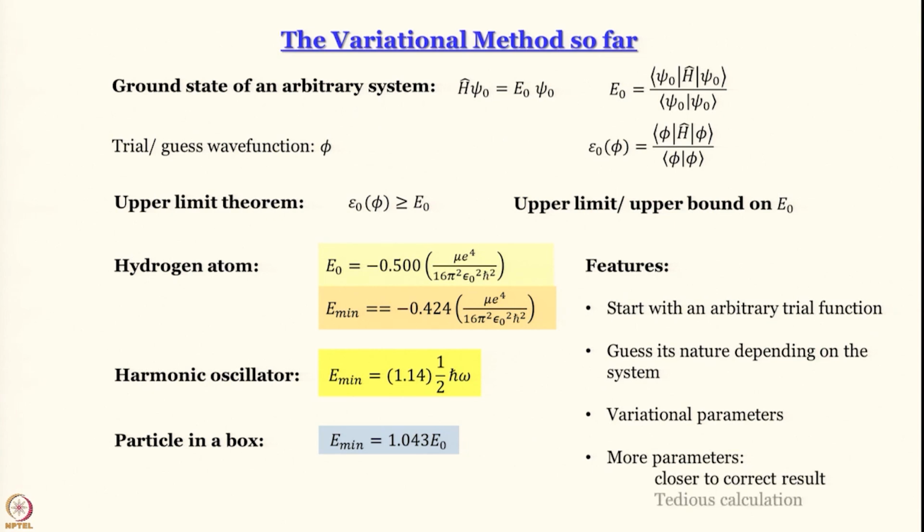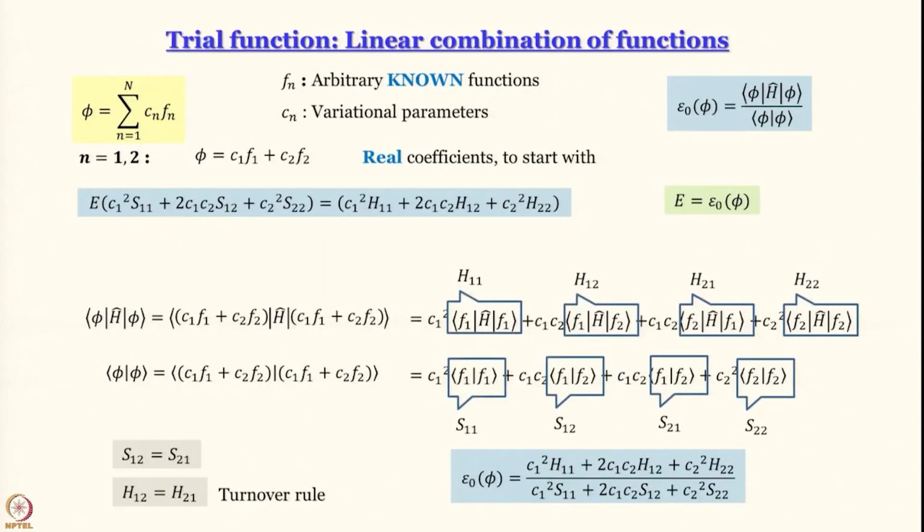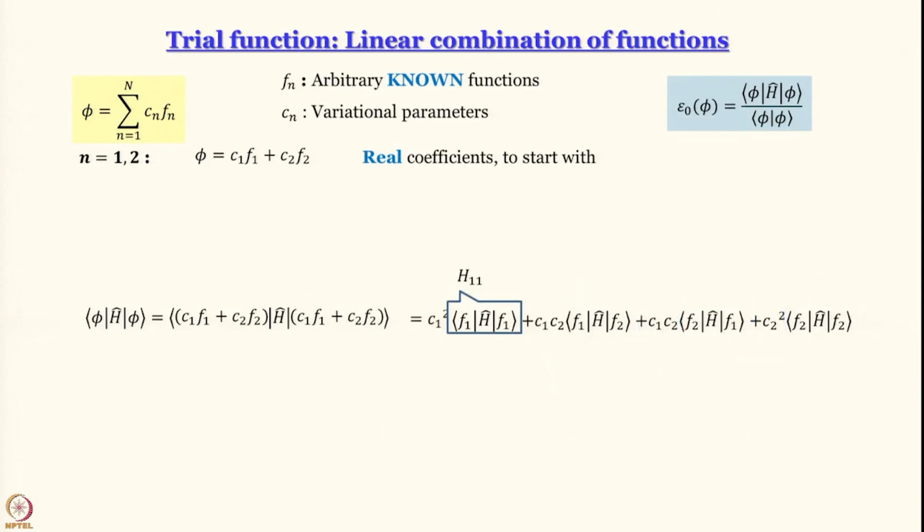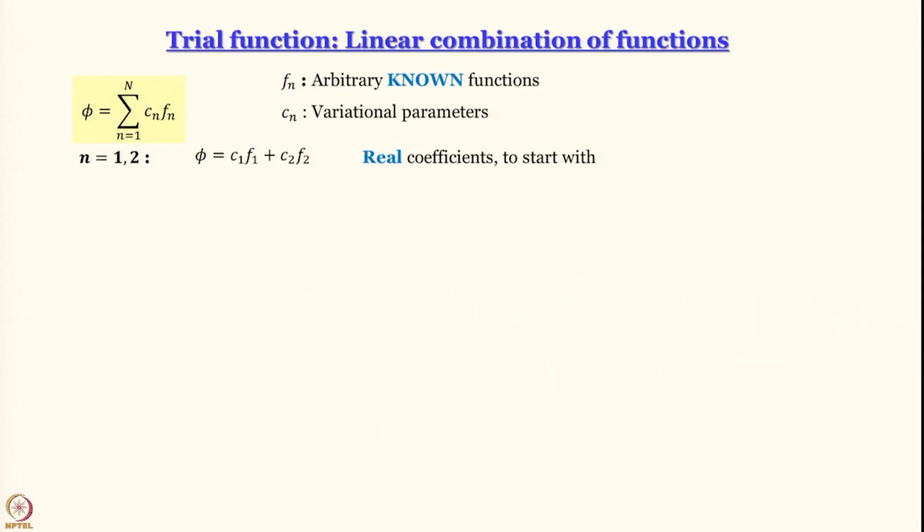Of course, the downside of that is that the calculation becomes more tedious. Okay. But then if you have sufficient computational power, it is better to use as many parameters as you can. There is no problem of over parameterization, we are saved by the upper limit theorem. Great. So, what we will do now is we are going to use this trial function which is a linear combination of functions. Okay. So, let us say that we express this function of ours, phi, which is the wave function of the system, as a linear combination of n number of some arbitrary but known functions.